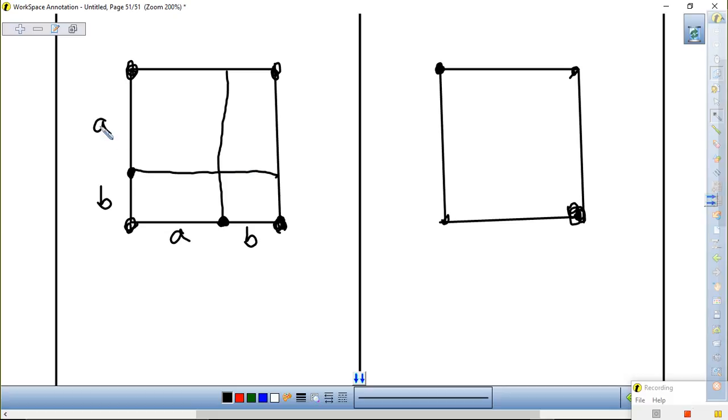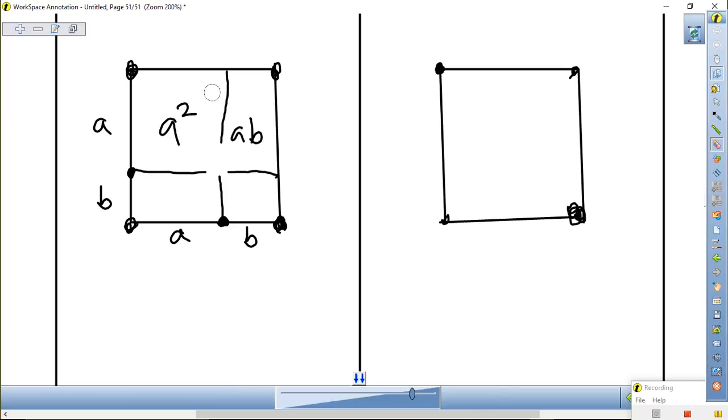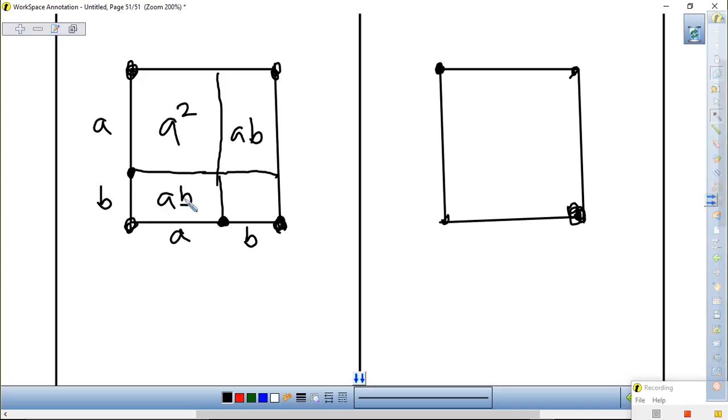Yes. So what is A times A? A squared. What is A times B? AB. And this is really crooked right here. Let me straighten this out. All right. What is B times A? AB. And what is B times B? B squared. All right. Let's do something similar to this.